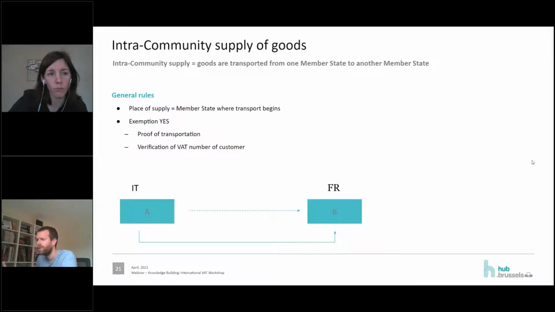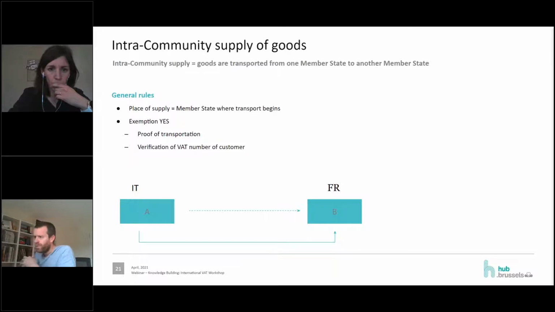So what is important here for intracommunity supply of goods is that they have the proof of transport to justify the fact that the goods actually left Italy to go to France, and also the verification of the VAT number of the customer. So is it a valid VAT number on the VIES database? The VIES, that's the database where all the VAT numbers of companies registered for VAT in Europe are listed actually. So that is a public website where you can check the validity of the VAT number of your counterpart.